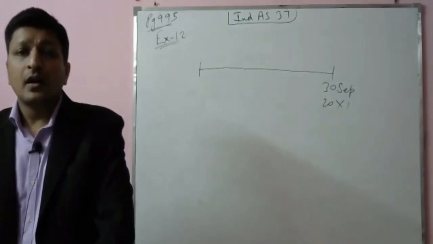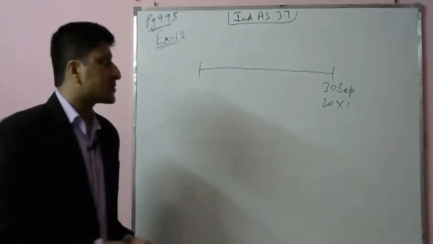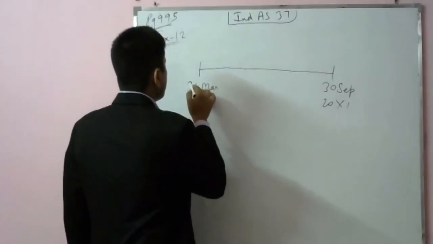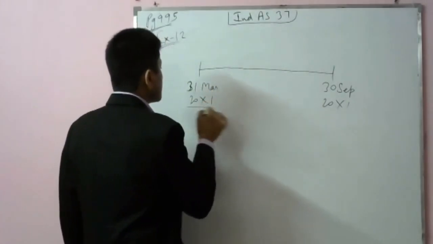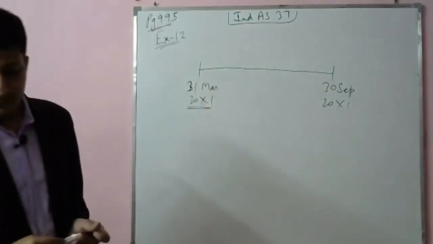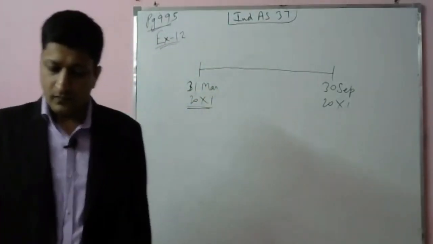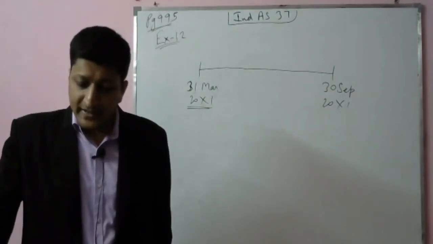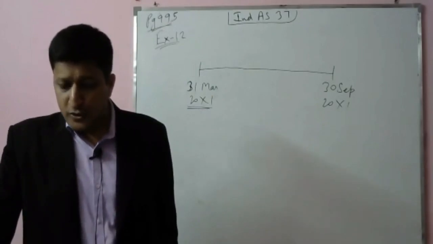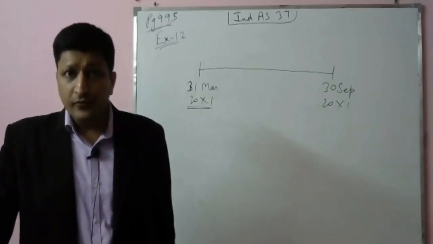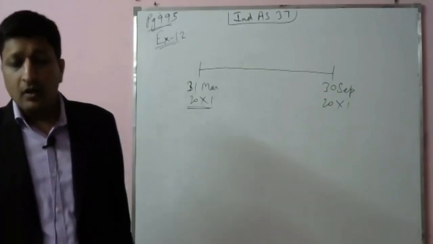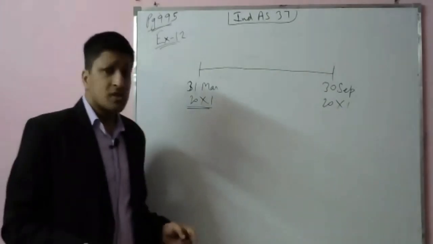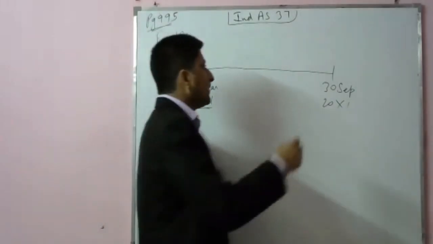Now, as on 31st March 2000X1, there is no obligation because there is no obligating event either for the cost of smoke filters which are required to be fitted or fines under the legislation. Why? Because what's the target date? 30th September.